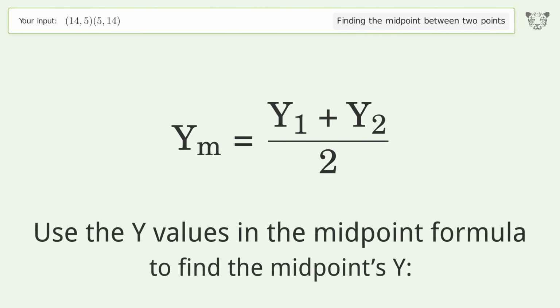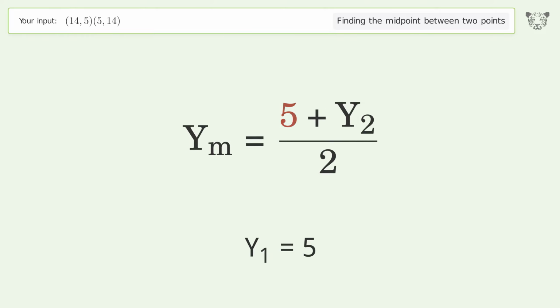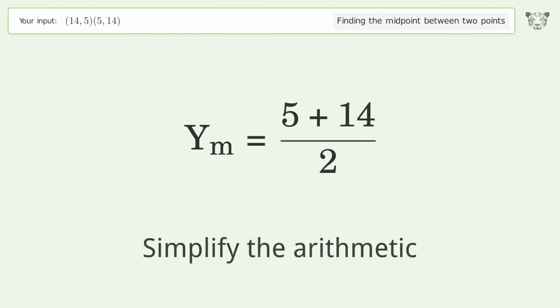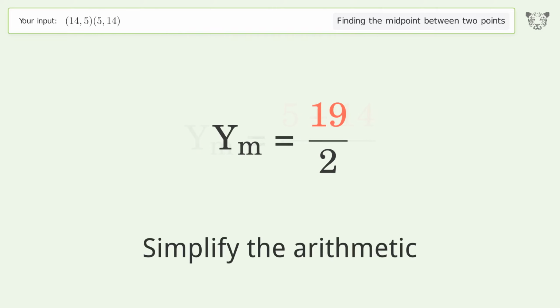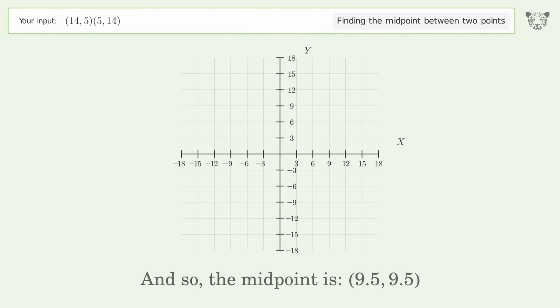Use the y values in the midpoint formula to find the midpoint's y. y1 equals 5. y2 equals 14. Simplify the arithmetic. And so, the midpoint is 9.5, 9.5.